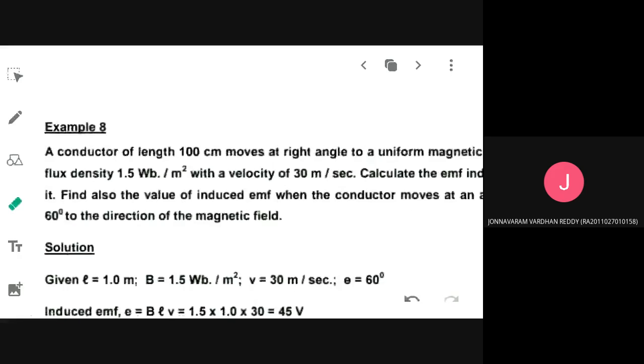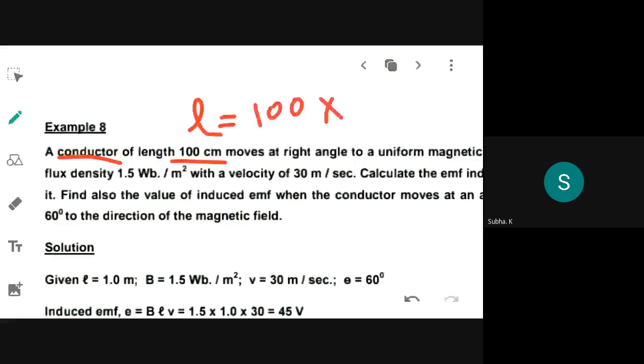L equal to 100 centimeter. What is L? Length of the conductor. Length L is equal to 100 into 10 to the power minus 2 meter. Then flux density B equal to 1.5, so this is your B.